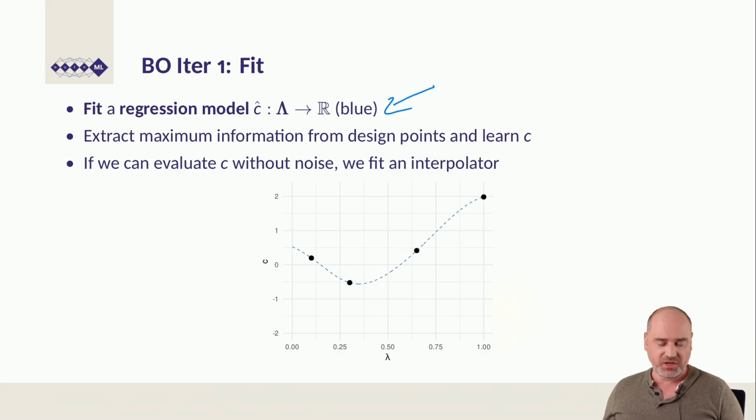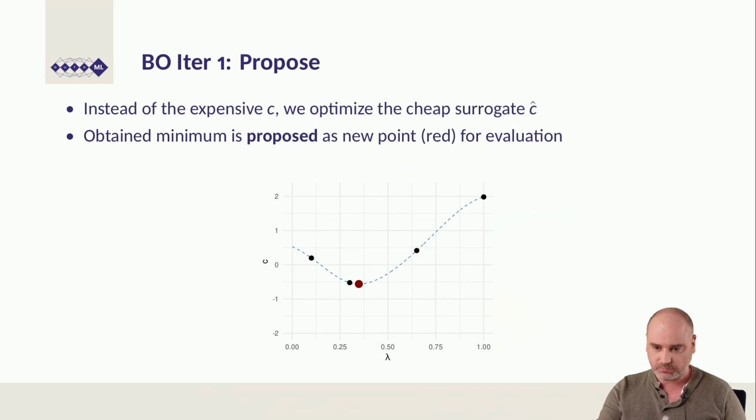If we can evaluate our cost function without noise, we'd usually fit an interpolator. So if there's no noise, we can directly interpolate through our design points, and that's what I'm going to do here in this visualization. And you can see this here for an initial design of 4 points on this 1D toy example.